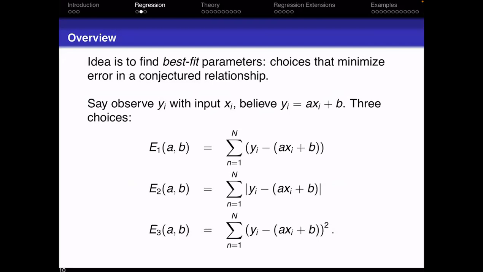This is very different here. We have 3 different ways at a minimum of measuring error. And so I believe y is equal to ax plus b.